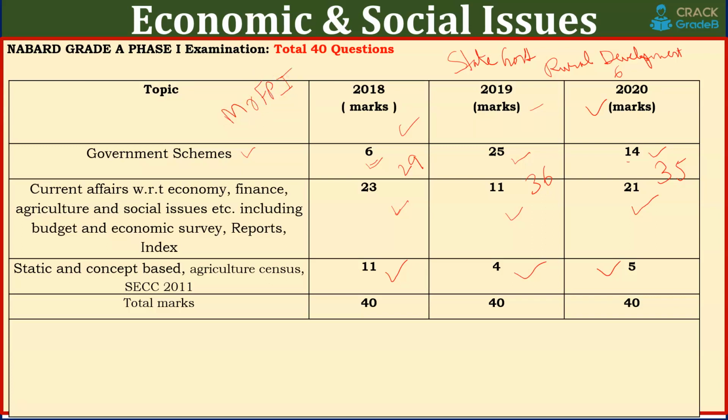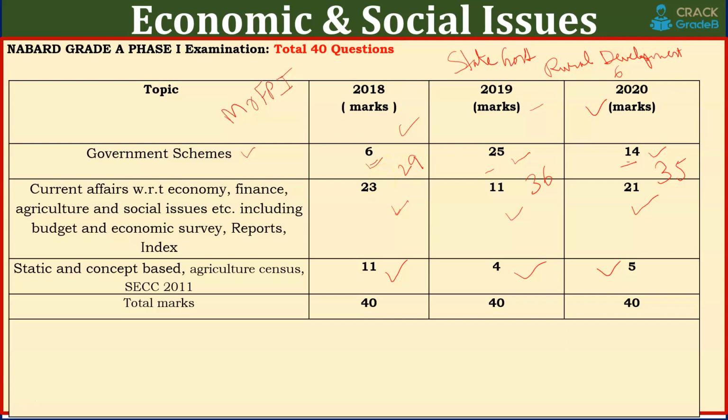This is a very important part of the NABARD Grade A exam, as you can see that 14 marks in 2020 and 25 marks in 2019 were asked from this government scheme part.